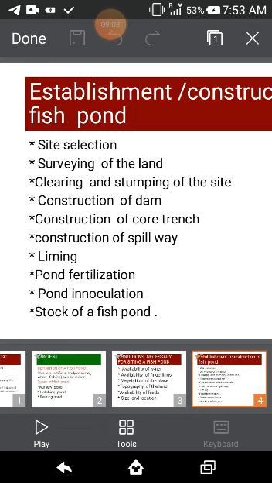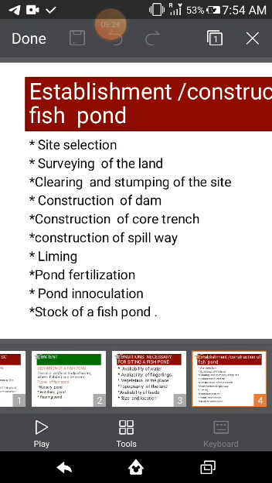6. Liming. Addition of calcium carbonate powder to the bottom of the pond to seal pores and prevent water losses. Liming also helps in reduction of acidity of pond water. It also increases the growth of pond lines.